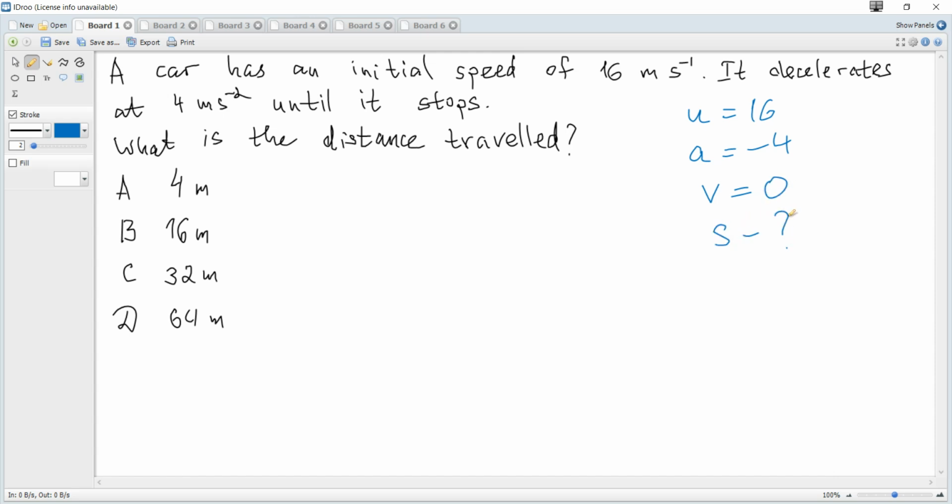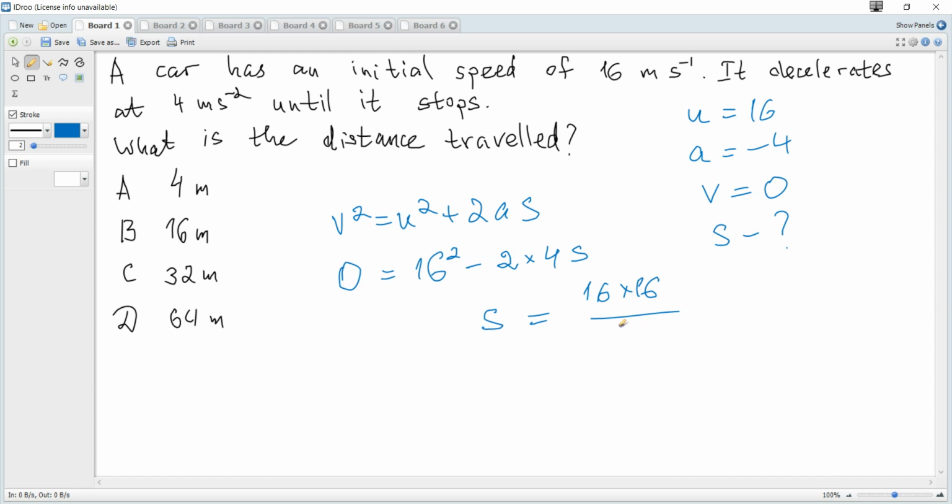So what formula can be used? For example, v squared is u squared plus 2as, so it's 0 equals 16 squared, but since it's deceleration, it must be minus 2 times 4 times s, and it becomes 16 squared, which is 16 times 16, over 2 times 4, or 8, and we can see that it cancels, so 2, so it's 32 meters. So it's C.